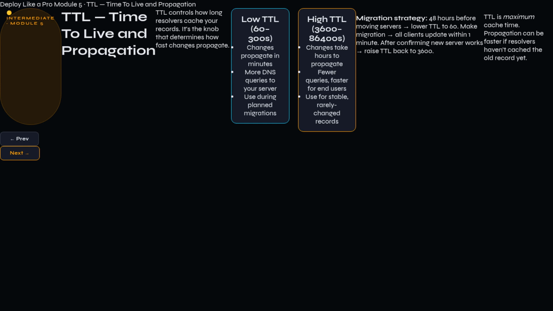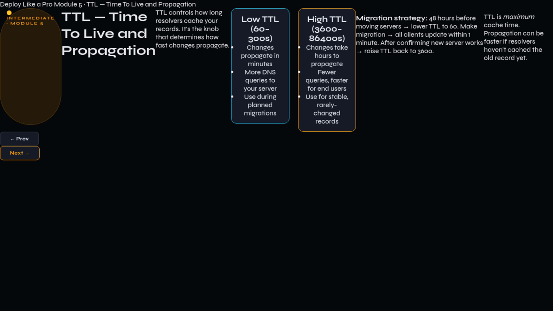TTL is the number of seconds that DNS resolvers are allowed to cache your DNS records. It directly controls how quickly your DNS changes propagate globally. Low TTL, 60 to 300 seconds. DNS resolvers discard the cached answer after 60 to 300 seconds and requery the authoritative nameserver. Changes propagate quickly, within minutes. The cost, more queries to your nameserver, slightly more load.